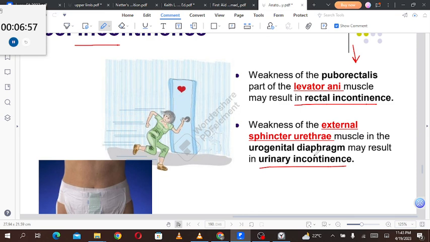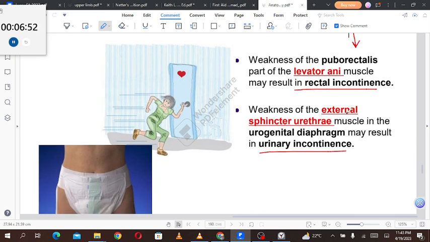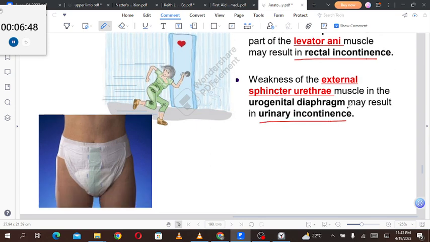So if there is a problem with the puborectalis part of the levator ani, that will result in rectal incontinence, while weakness of the external sphincter urethrae will result in weakness of the muscle in the urogenital diaphragm, and that may result in urinary incontinence.